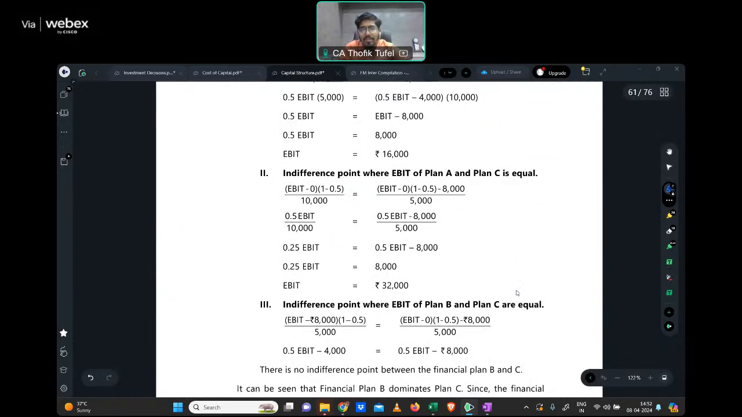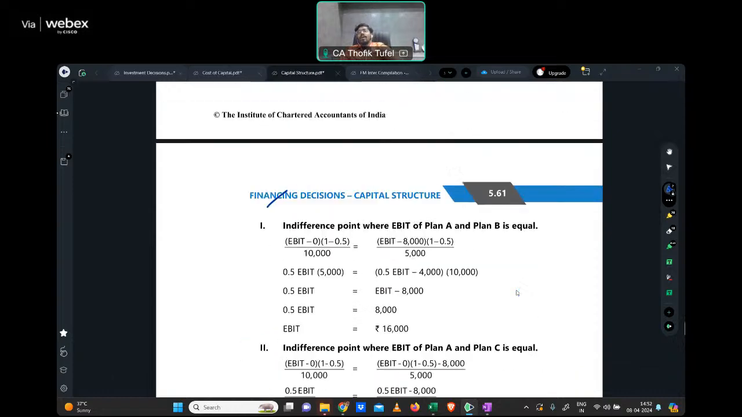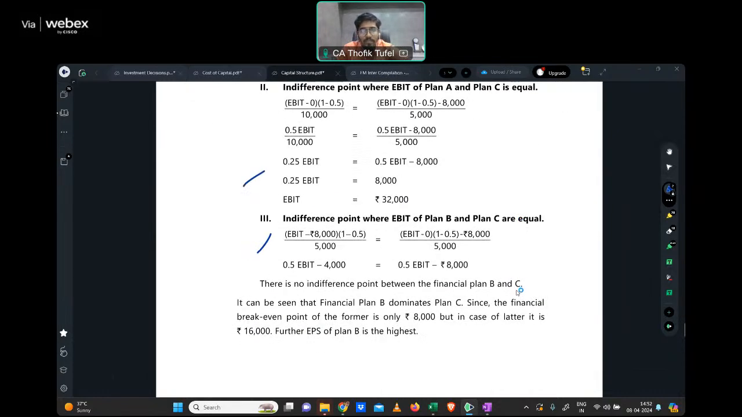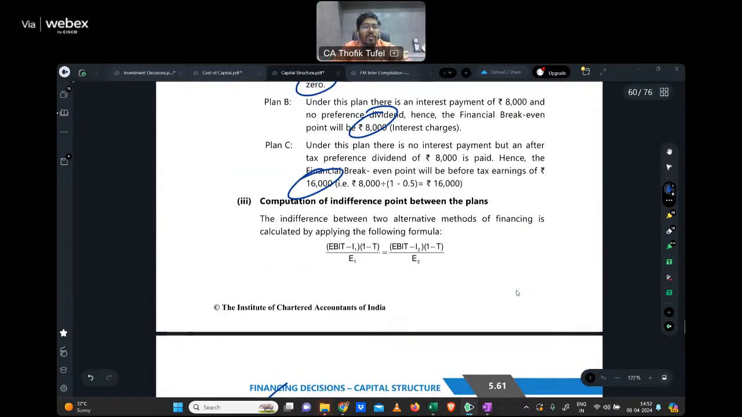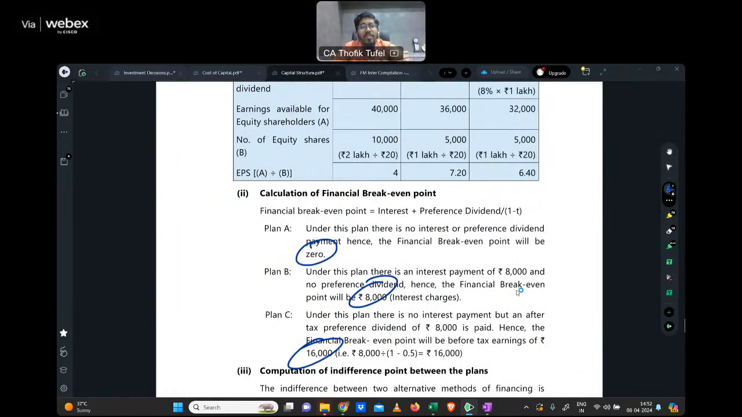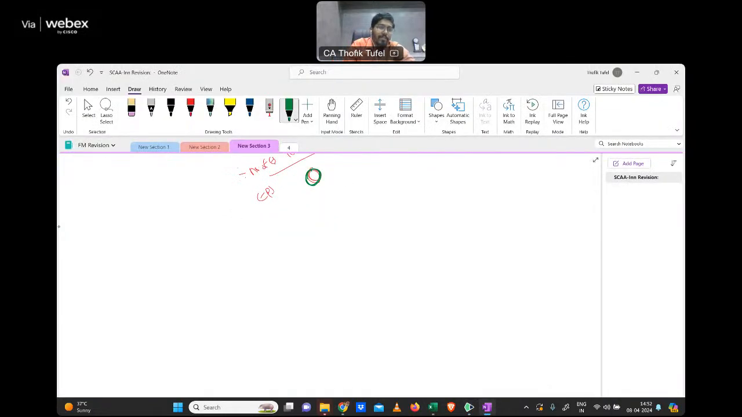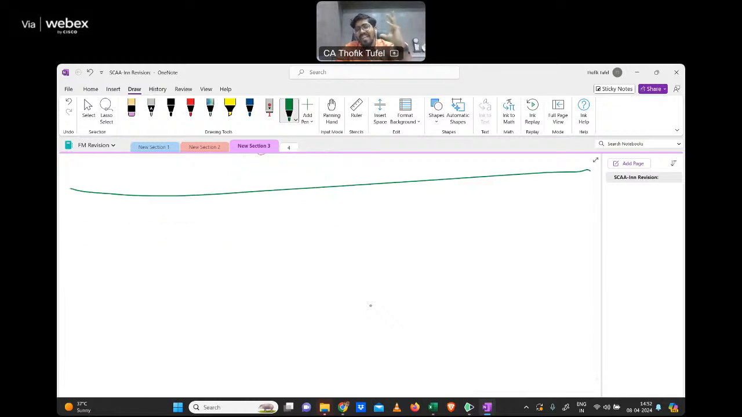Okay, 2, 1 and 3, and so like this, you have to find out the indifference point also. And in a few cases there will also be no indifference point. You won't be able to find the indifference point, which means where the EBIT EPS of both will be the same, which means there is no indifference point. Like this also you'll get a question. So sir, now financial break-even point is also completed.